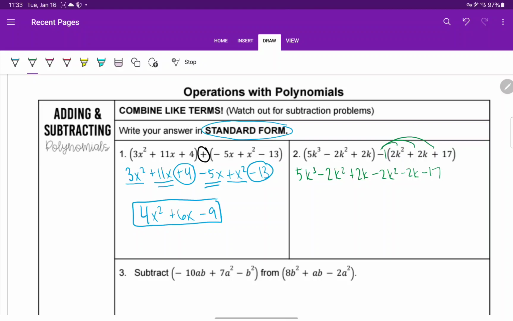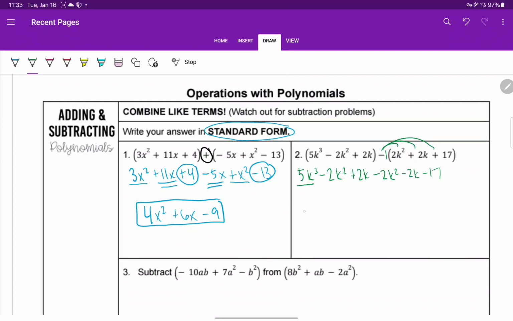And now, just like the previous problem, we're going to collect our like terms and write them from least to greatest, or sorry, from greatest to least. So I start with 5k to the third, and that's actually the only one that has a third power, so I'm going to write that first. Then I have minus 2k squared, which becomes negative 4k squared. Notice I'm not doing anything to the exponents. I'm just adding or subtracting the coefficients. Then I see positive 2k minus 2k, which is actually 0. And then remaining, I have a constant of minus 17. And this simplifies to my final answer.